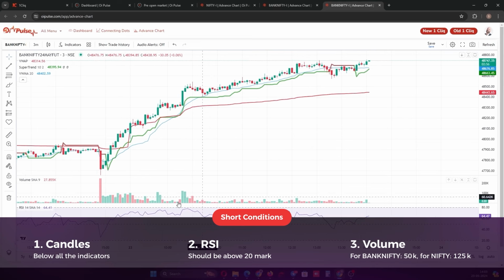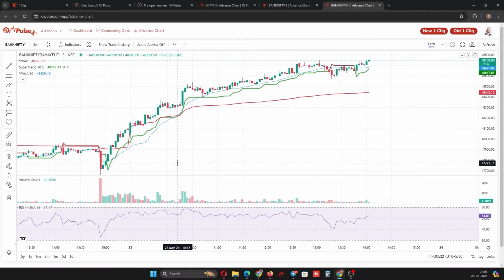Okay, along with that you will be getting two 50k red volume candles in volume, and the RSI should not be below 20, it should be above 20. So this is the long condition and short condition.